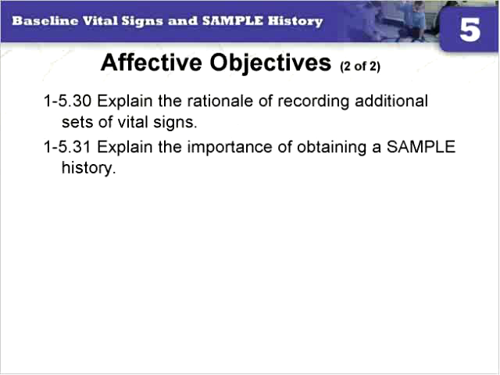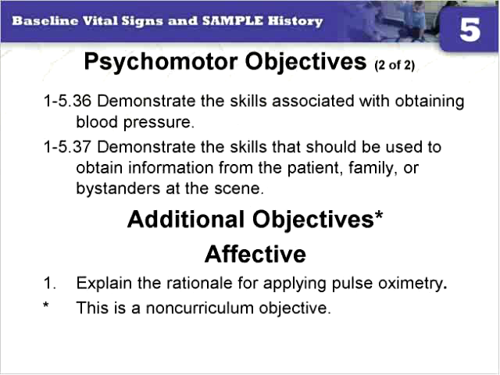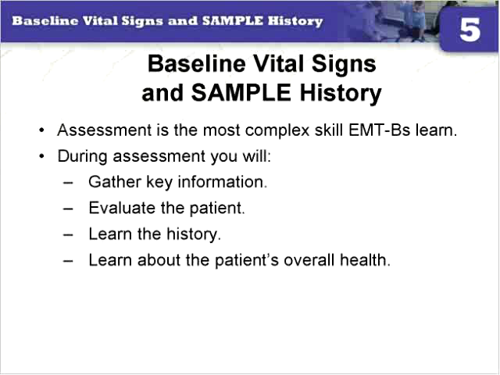And moving on, these are some other additional objectives. Psychomotor skills: the skills involved in assessing breathing, obtaining a pulse, measuring skin condition, temp, cap refill, and assessing pupils. And then psychomotor objectives would be how to obtain a blood pressure, both auscultating and palpating, and the skills that should be used to obtain information from the family or the patient and bystanders. And pulse oximetry, we'll be talking a little bit about that.